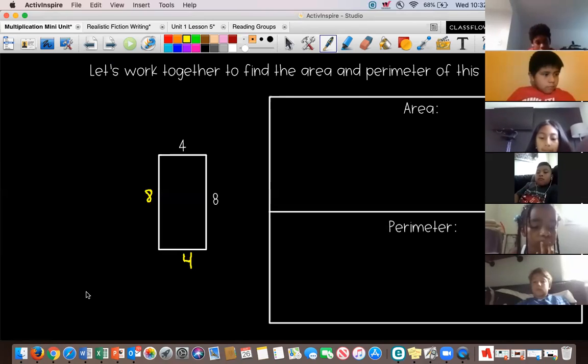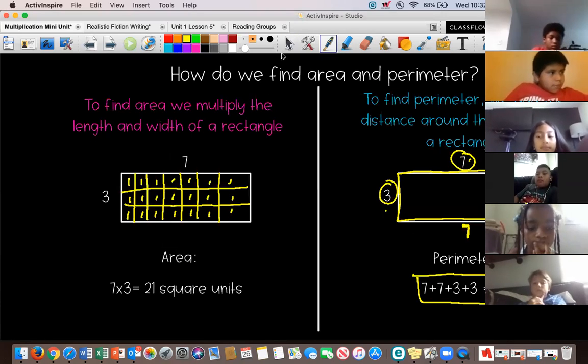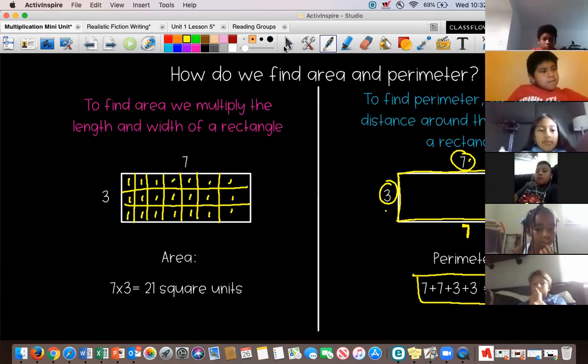Is there anybody who can hear me who can share what we need to do to find the area of this rectangle that's 8 and 4 on the sides? Somebody step up to the plate. What do we have to do when we're finding area? I'll go back to this page. There's a reminder. It says what we need to do to get the area. We multiply the length and width.